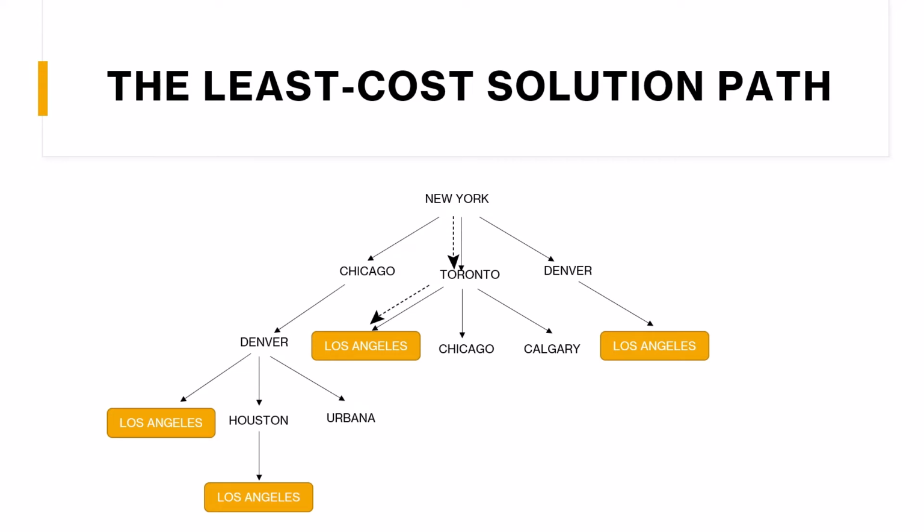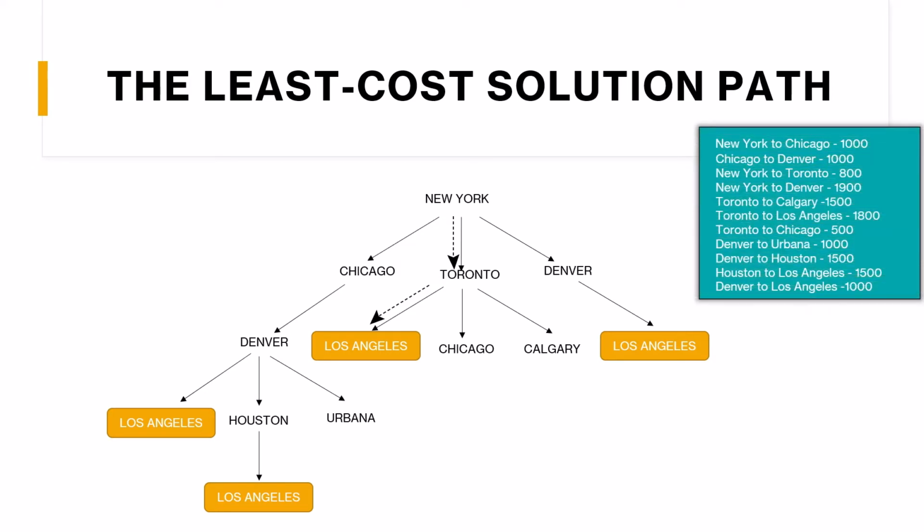The reason we are not examining the New York to Chicago route in the case of the least cost search technique is because the least cost search technique follows the path of least resistance. And if we look at the routes, New York to Chicago is 1,000 miles versus New York to Toronto, which is 800, right? And then, of course, we've got Toronto to Los Angeles, 1,800, which gives us that total of 2,600 miles, right? Which, as you know, is the shortest route.